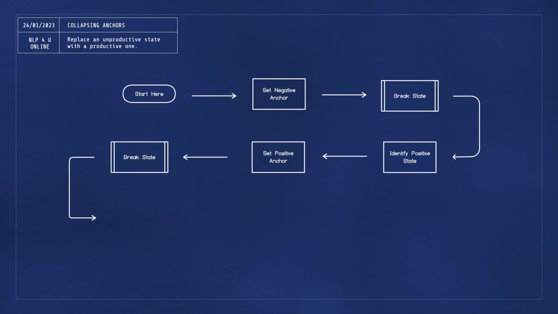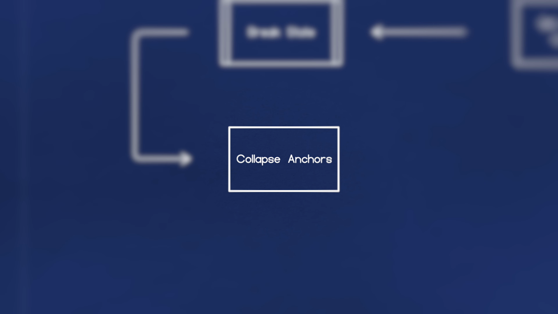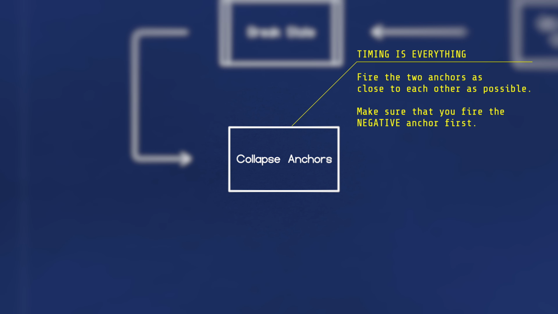Step 6. Collapse the anchors. You'll need to follow these instructions carefully to get the right result. Fire off the negative anchor with a positive anchor coming immediately afterwards. This really has to be as short as possible, which is why it's important to be able to easily access both anchors. By accessing both anchors at the same time, the process should overload the unproductive state with the more productive state.